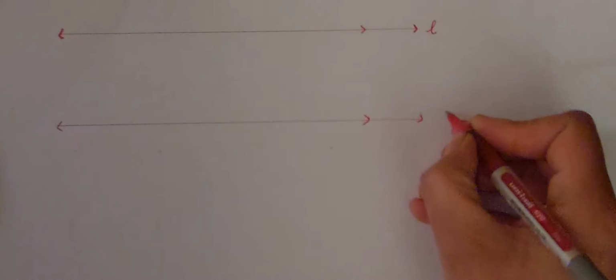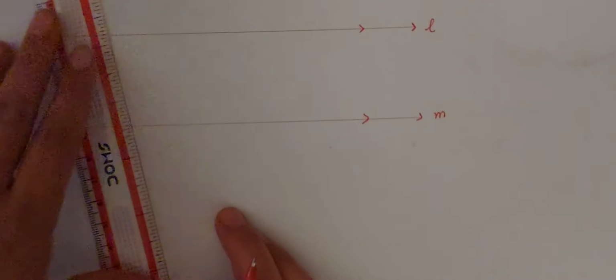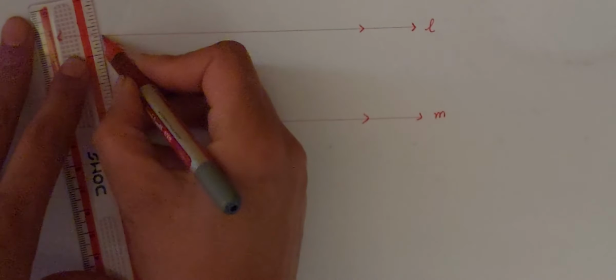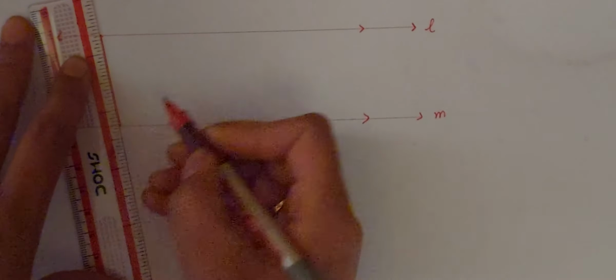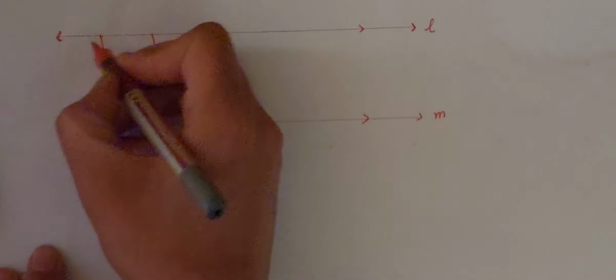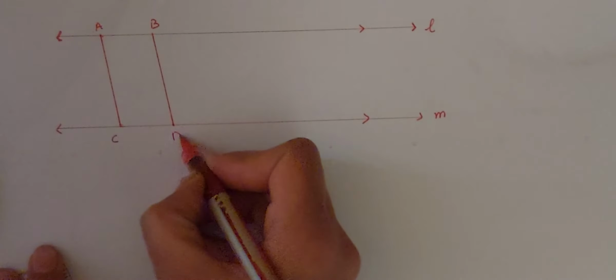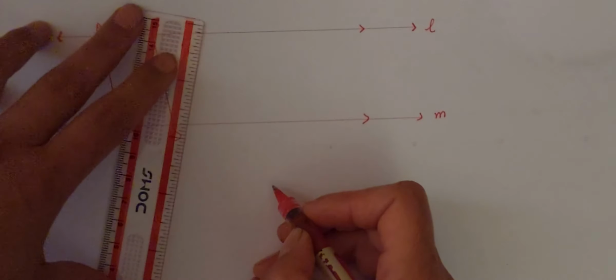Here we have two parallel lines L and M. I'm making a few figures here. So one is this parallelogram. Let's name it ABCD. I'm also making a triangle.